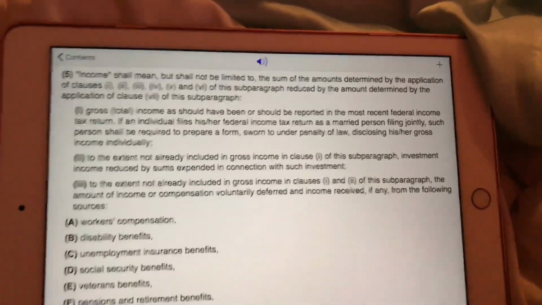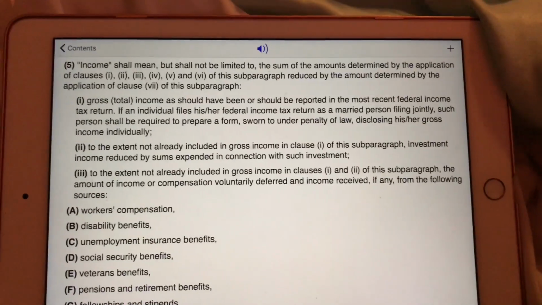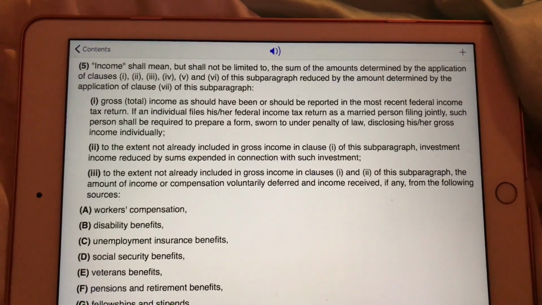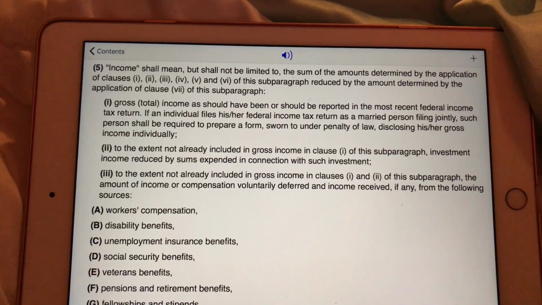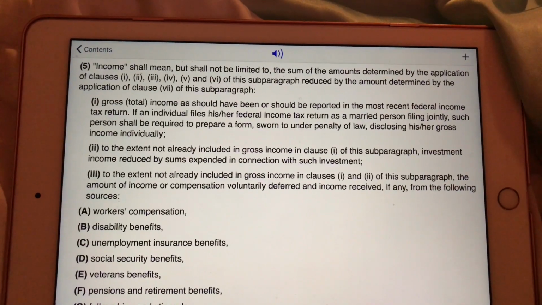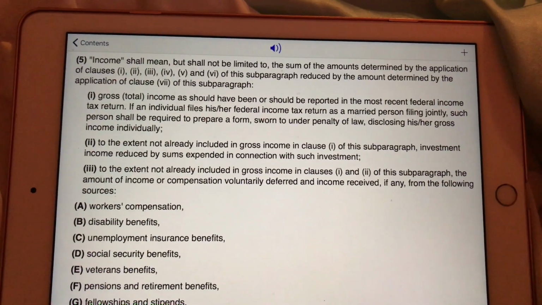And then you don't have to worry about what is included because you'll know no matter what they throw in there. For example, fellowship income, I don't even know what that is, but I know that it's got to be included because it's a matter of knowing what is deducted and then everything else is included. Just to make this totally clear, the way that this reads in the statute, it's in subdivision 5, and it says income shall mean, but shall not be limited to, the sum of the amounts determined by the application of clauses, these are Roman numerals 1, 2, 3, 4, 5, and 6, reduced by the amount determined by the application of clause 7.